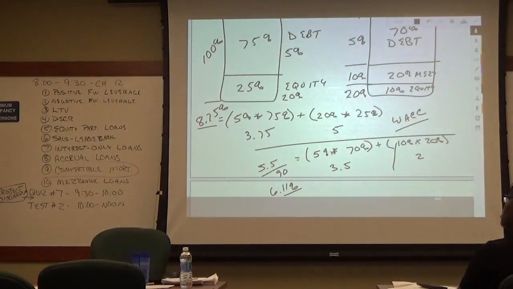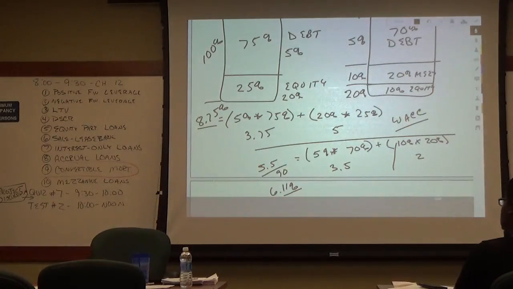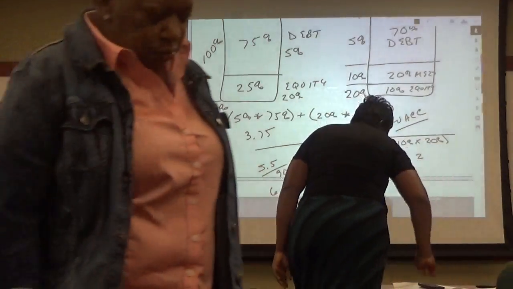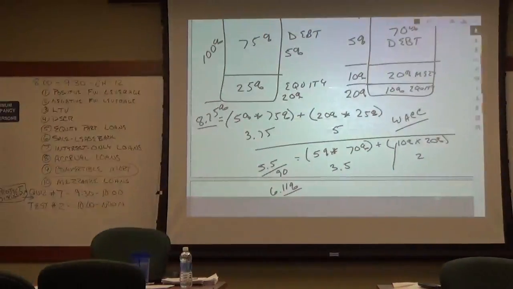Moving forward. All right, so I think we're ready for the quiz. What do you call the 6.11? The other one was the WACC. Yeah, this would be your actual cost of debt, your effective cost of debt, combined cost of debt.